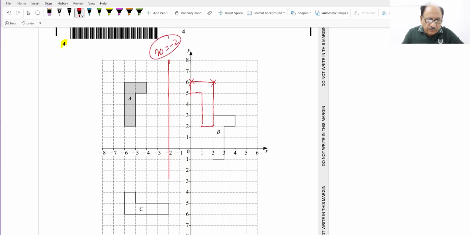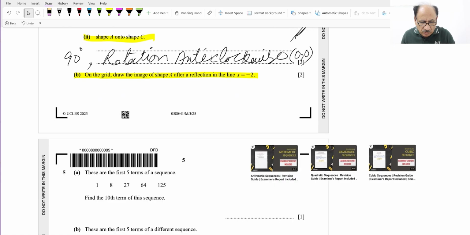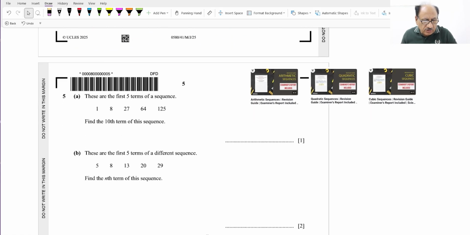This is basically the line which we have drawn. Hopefully you understand this. This will be the reflected shape which we have done. This one. Okay, now next is what? Next is question number 5.